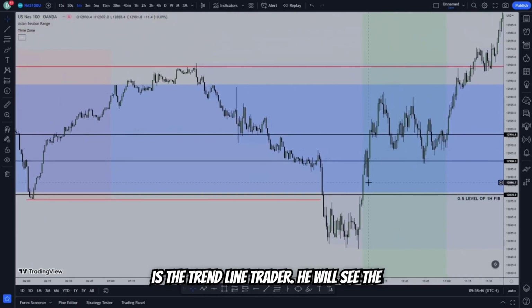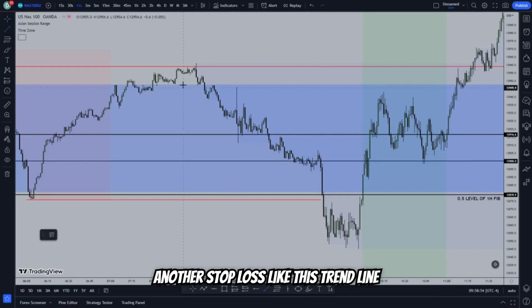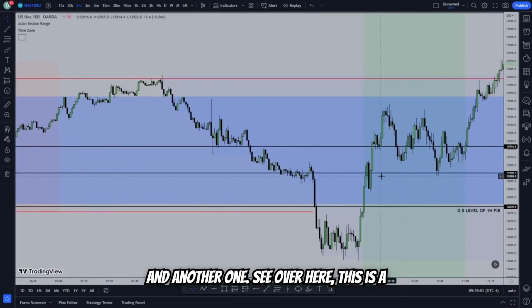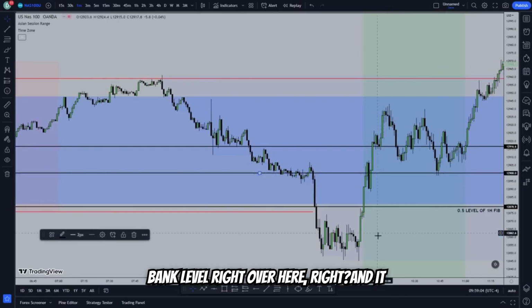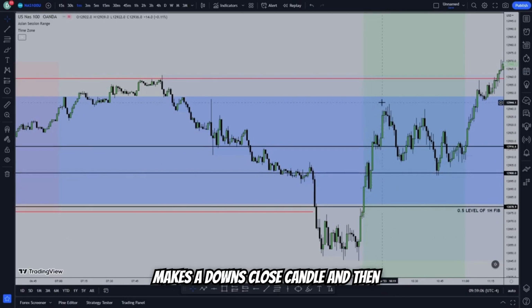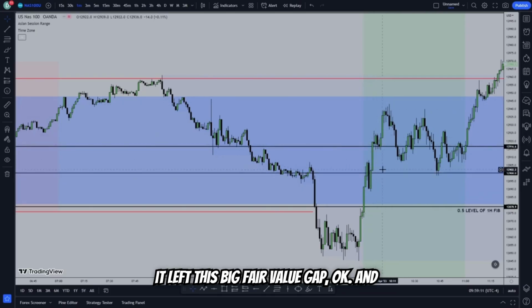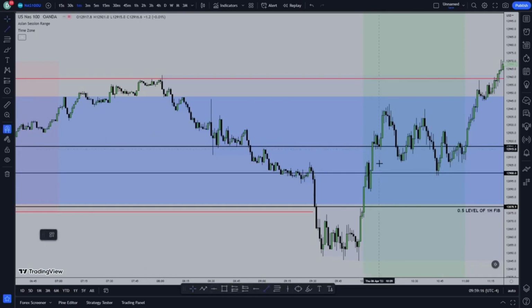Another one is the trend line trader. He will see the trend line break, but the thing is, his trend line is support, right? And he will take another stop loss like this. The trend line trader's stop loss is also taken. Another one is, see over here, this is a bank level, right? And it makes a down close candle, and then the market shifts towards the upside, and it left this big fair value gap, okay? And see how price closes inside of that fair value gap.